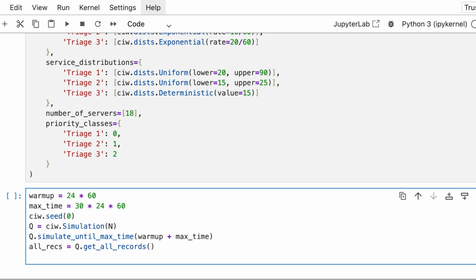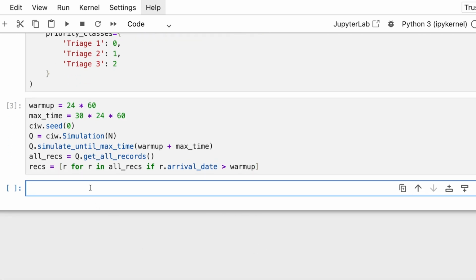And then it would be good to filter out all the records that were collected during the warm-up time. So anyone who arrived before the warm-up time has ended, we will filter them out. We don't want those. So we will create a new list of all the records in all records, such that r.arrival_date is greater than the warm-up.